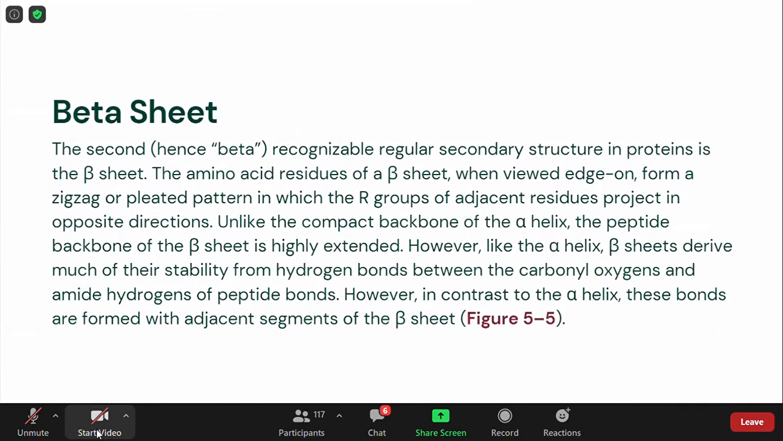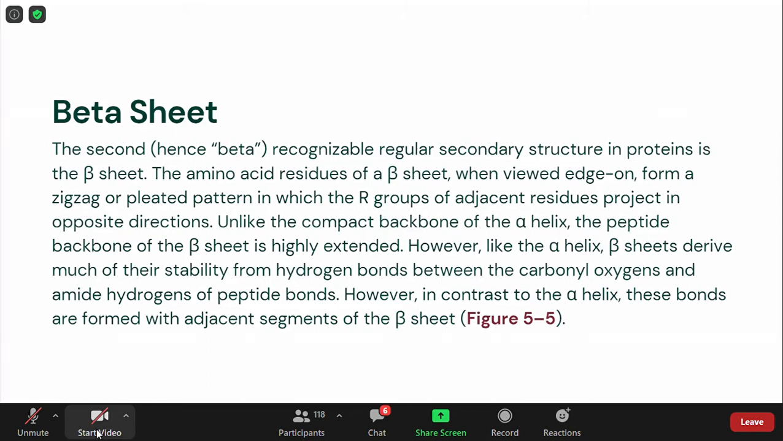Now, this alpha and beta has nothing to do with alpha carbon or beta carbon. Alpha means it was first discovered. And the second to be discovered is the sheet, so we call it the beta sheet. So the first is the helix, we call it alpha helix. And the second that was discovered, the sheet, they call it the beta sheet. Okay?